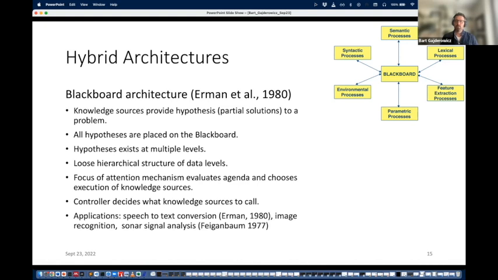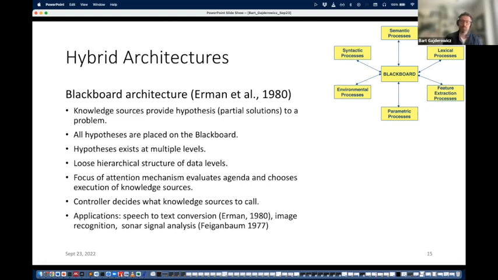There's a loose hierarchy to the data that is on the blackboard. And what that means is that there's different parts to a problem and it's represented in different ways. And so there's no linear way to contribute to a problem. You can start and end in any place that you see fit, depending on the kind of knowledge source that one is, and the data that's already available on the Blackboard.